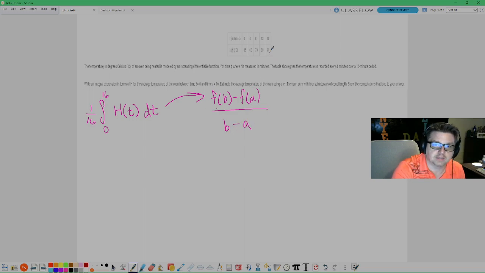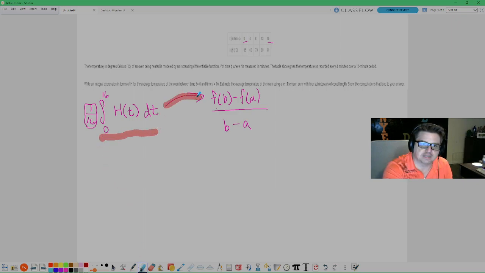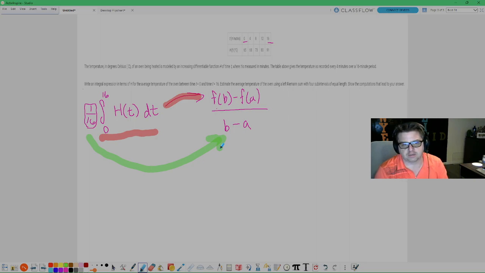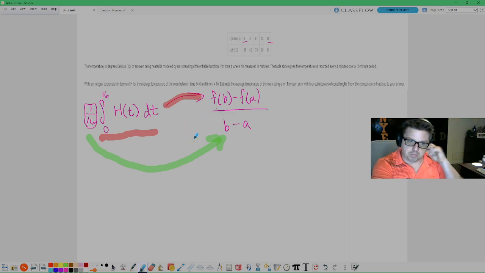Well, if I do b minus a, what is 16 take away 0? 16. So the integration piece gets us the top. The 1 over 16 gets us the b minus a. Because if I do 16 take away 0, I just get 16. But it's in the denominator, so that's why it's 1 over 16. So that would be the average temperature between the times 0 and 16.